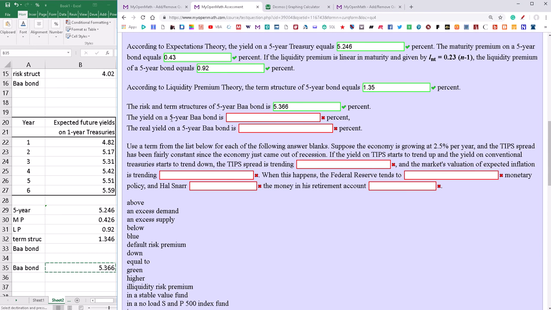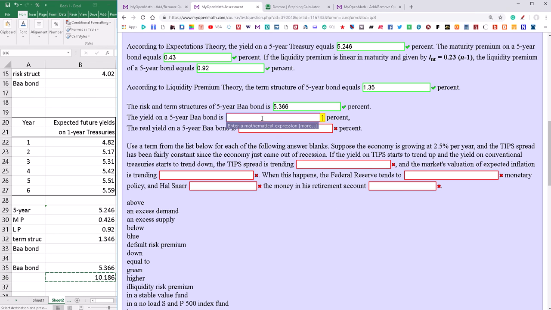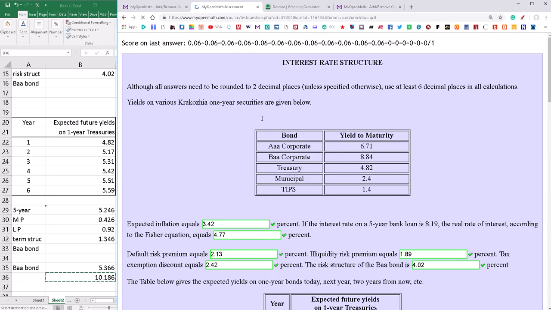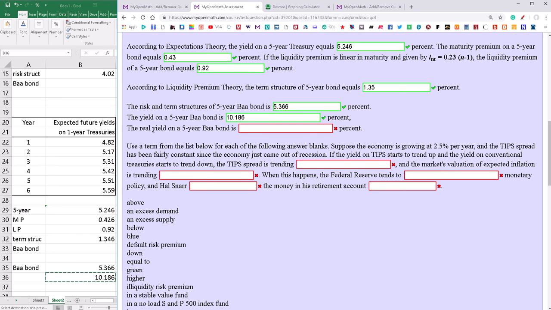The yield on a 5-year BAA bond is, so we got the term and risk structure, but we have to add to that what the yield is on the 1-year bond. So the yield on a 5-year BAA bond, when we include the risk and term structure, is going to be 10.186.